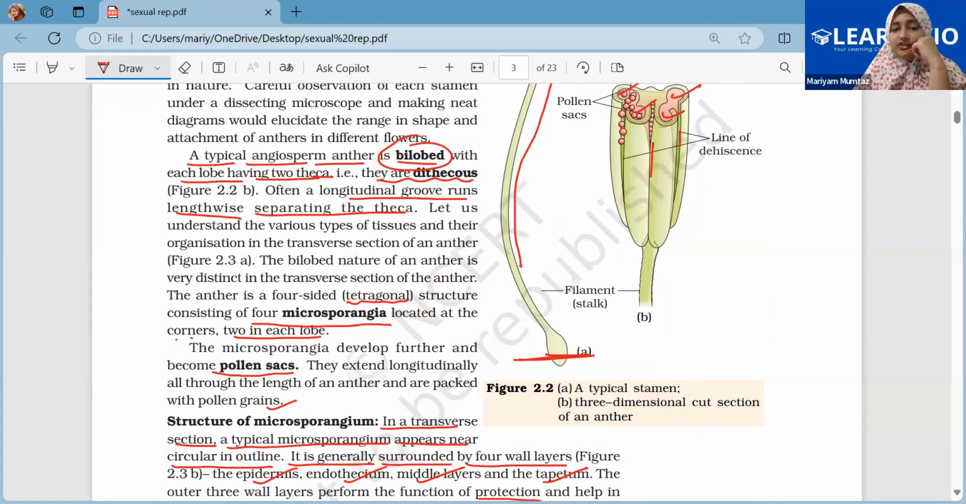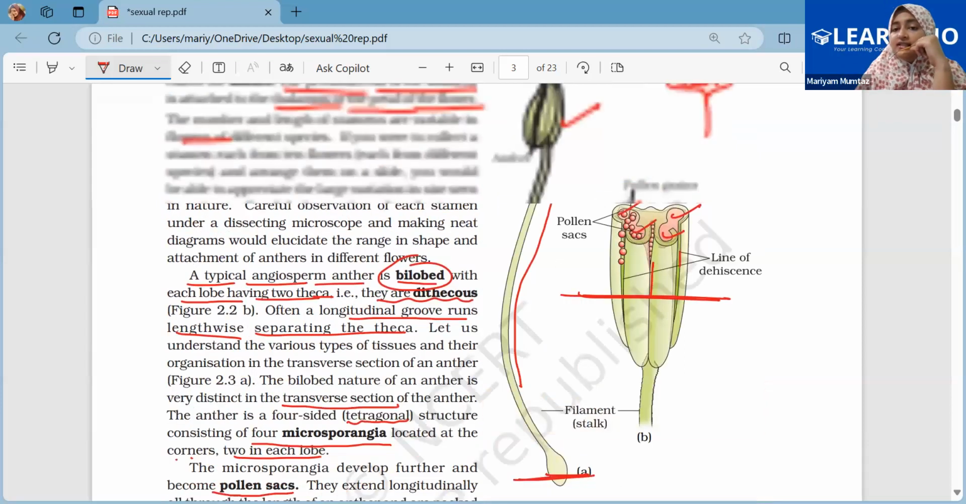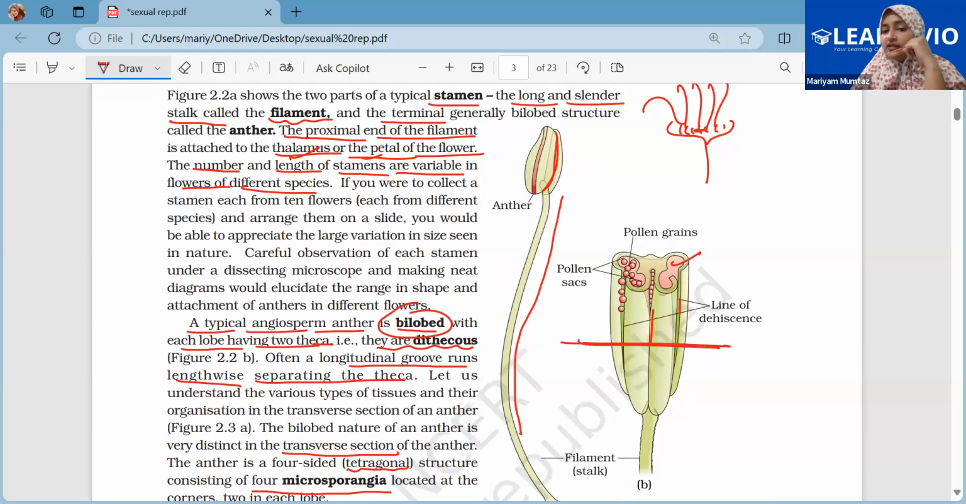Now, the bilobed nature of an anther is very distinct in transverse section. So when you take the anther and you cut it like this, that becomes the transverse section. And if you look at it now, it has four sides. So from the inside, it is tetragonal because it has four sides: 1, 2, 3, and 4. These are the four sides.